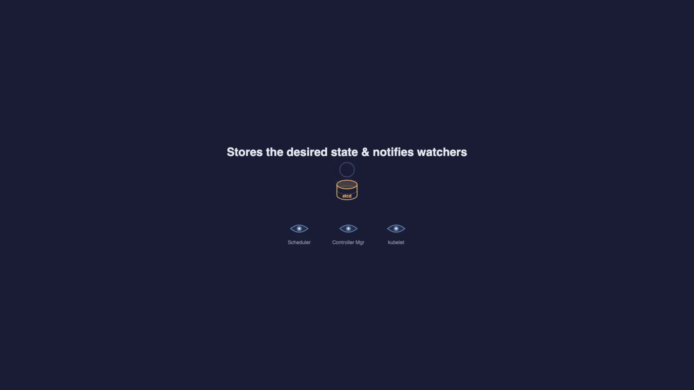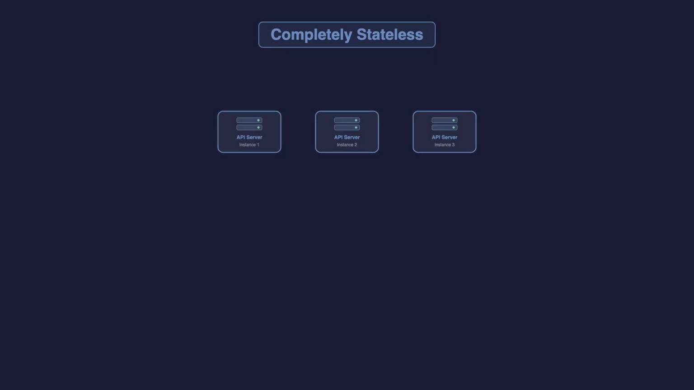This is a crucial design choice. The API server is completely stateless. It can be restarted, scaled horizontally, or load balanced without losing anything. All the state lives in etcd, which brings us to our next component.